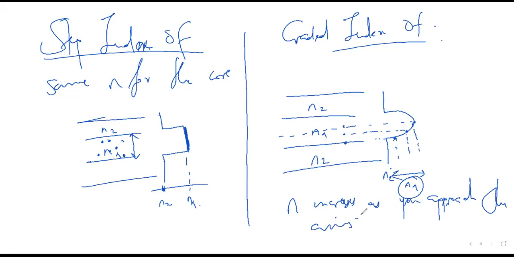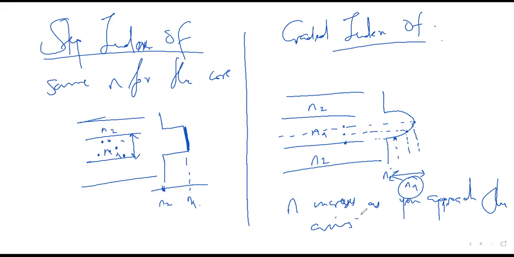We will later discuss why we have this type of graded index optical fiber. It helps in minimizing what we call dispersion, or pulse broadening in layman's terms. We will discuss that later. But for now, this is the definition. You need to know what a step index optical fiber is, and what a graded index optical fiber is.